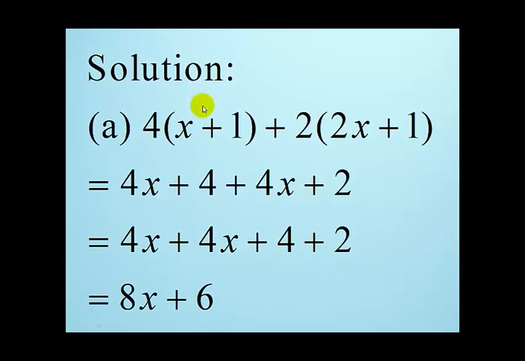Now A, we are given 4 into bracket x plus 1, plus 2 into bracket 2x plus 1. To simplify, the first thing we have to do is to expand. So 4 times x is 4x, plus 4 times 1 is 4, plus 2 times 2x is 4x, plus 2 times 2 is 2... Now we have 4x plus 4x, and the constants are 4 and 2, so plus 4 plus 2. Now 4x plus 4x equals 8x, and 4 plus 2 is equal to 6. So in all, the answer is 8x plus 6.